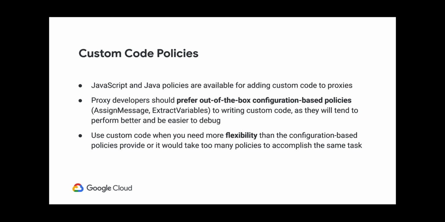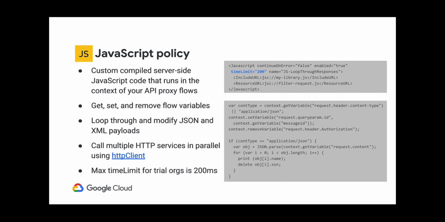Sometimes the out-of-the-box policies might not provide the exact functionality you need. In such cases, Apigee allows you to add custom code to your proxies using JavaScript and Java policies. It's generally recommended to prefer the out-of-the-box policies when possible because they tend to perform better and they're easier to debug. However, the option is there for you, and it provides flexibility for you to have custom logic in your custom code policies.